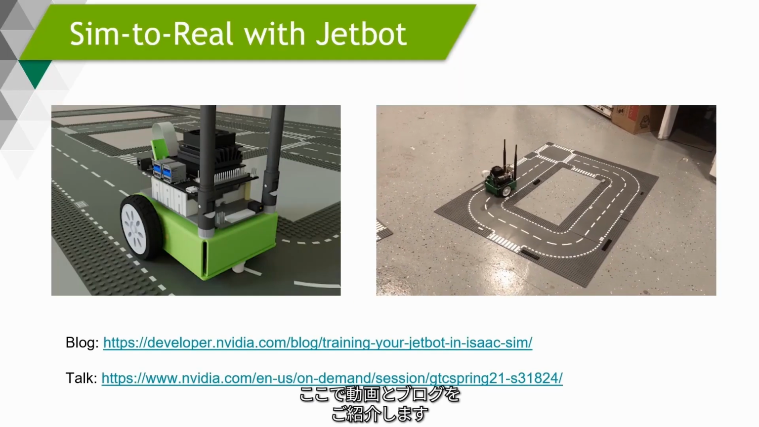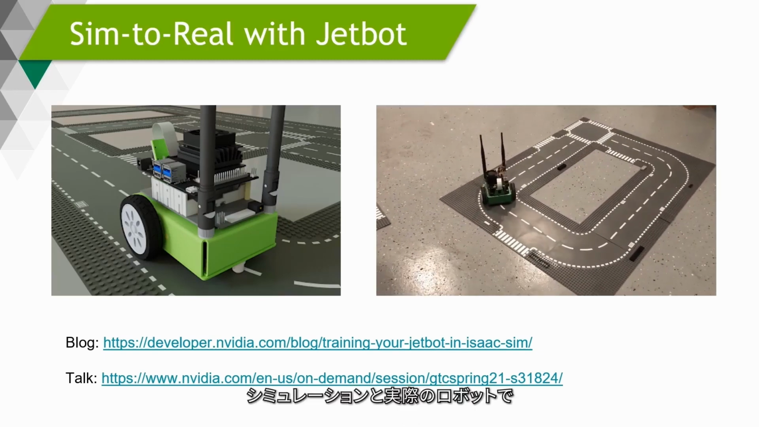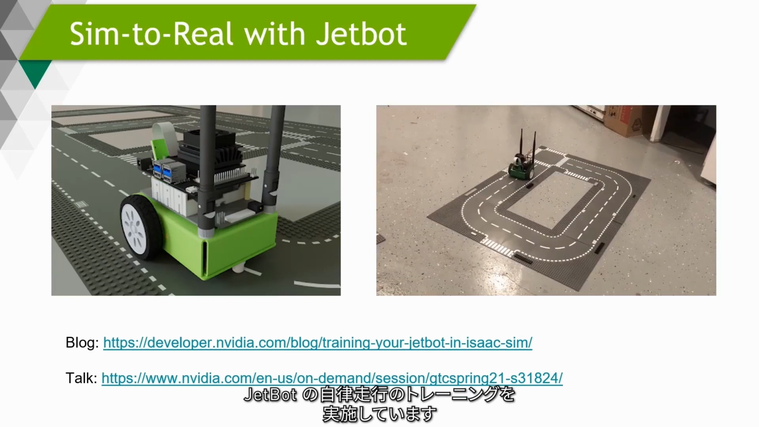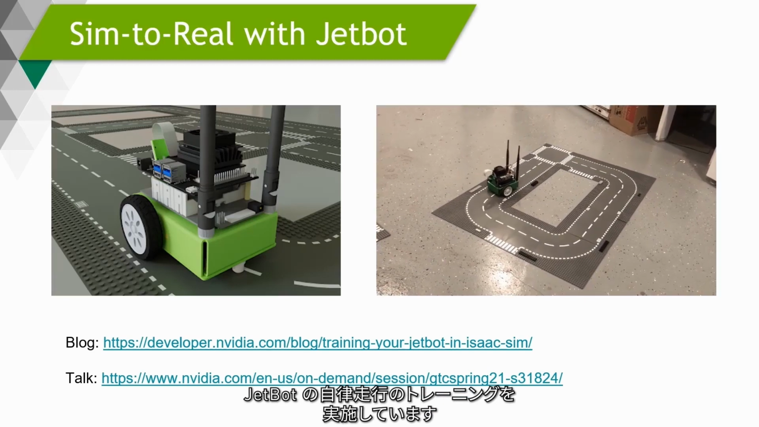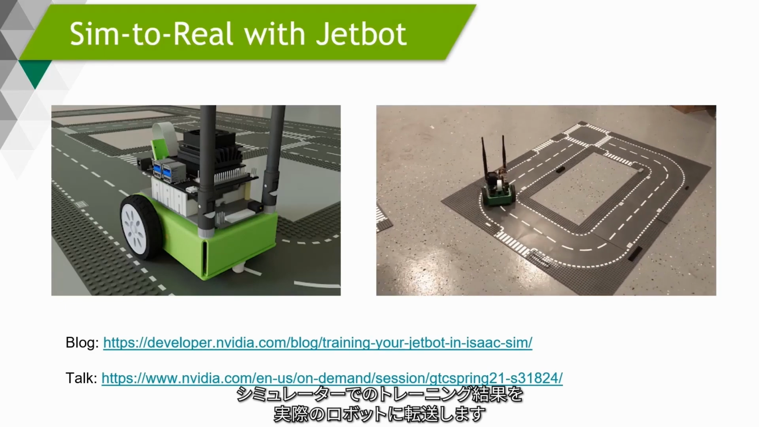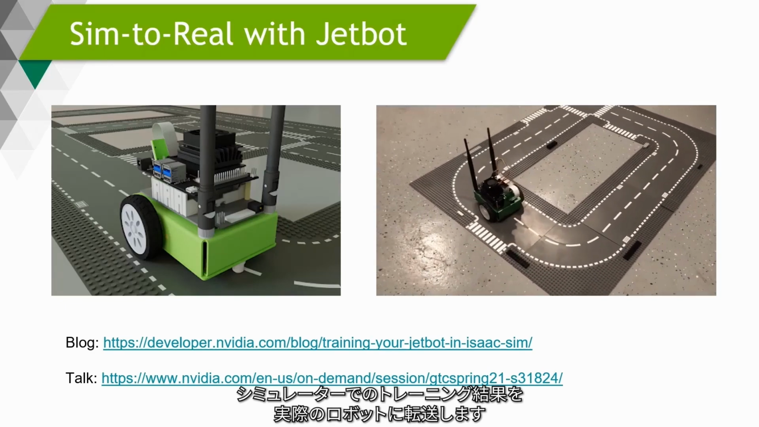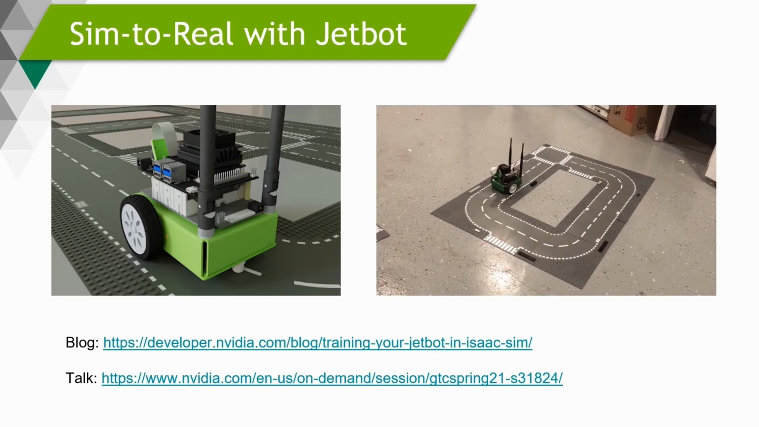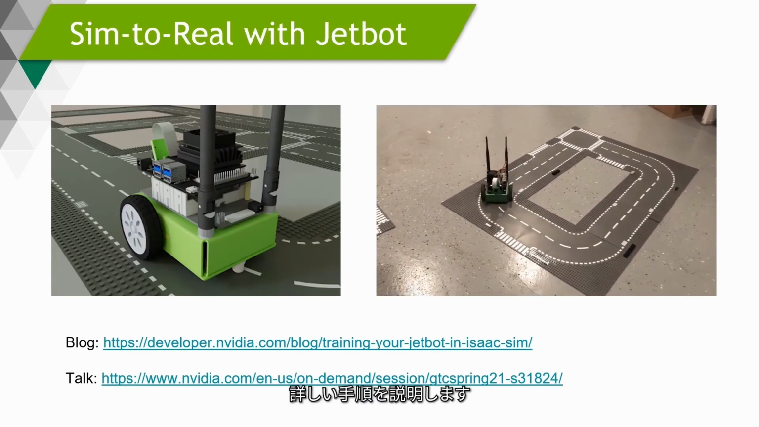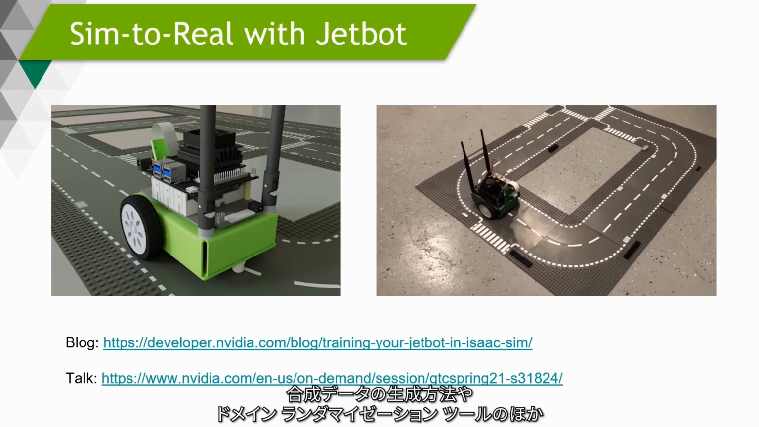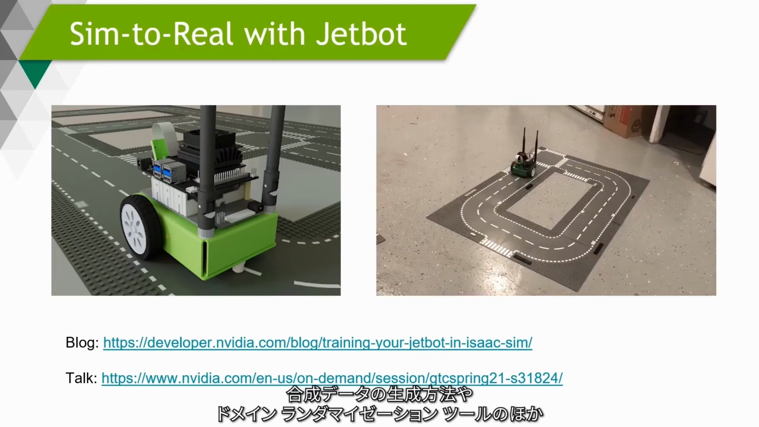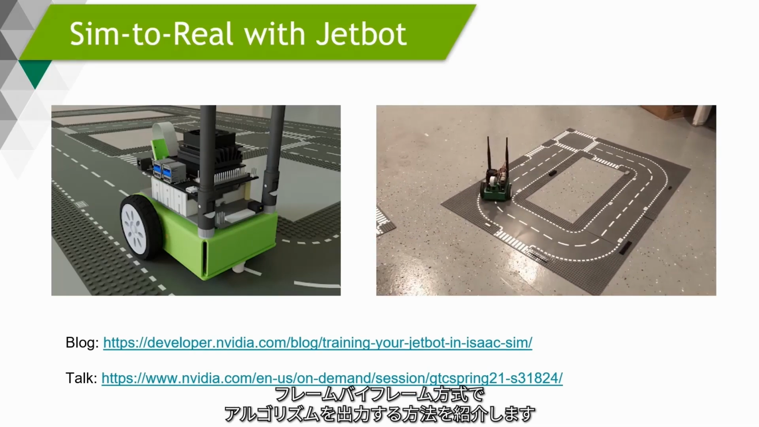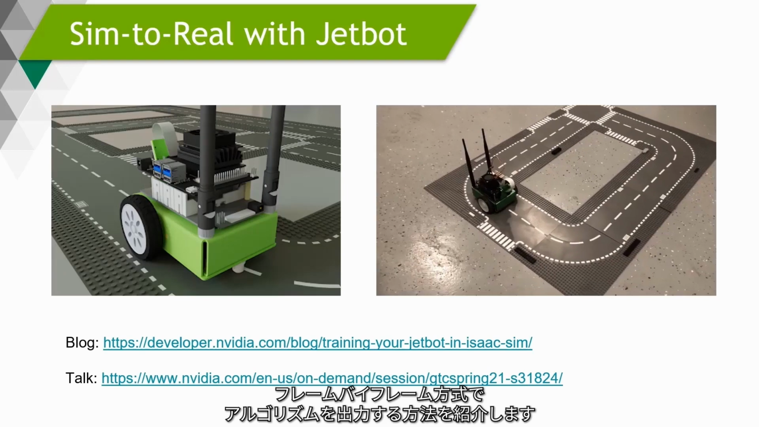I just want to quickly mention that there is a talk and a blog that details an end-to-end sim-to-real example of training a JetBot to autonomously run on a Lego racetrack. This starts the training in the simulator and transfers the output to a real robot. That was done by our colleagues Locke and Gus. The blog and the talk go over step-by-step how to use a synthetic data generator and the domain randomization tools, as well as how to script your training algorithms with the frame-by-frame outputs from the simulator.